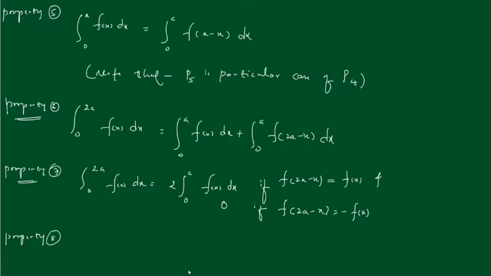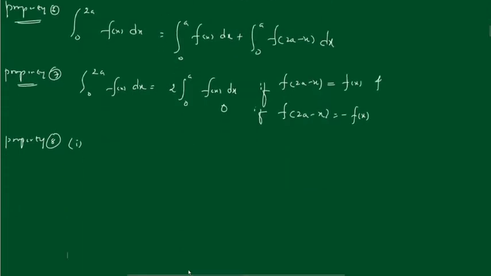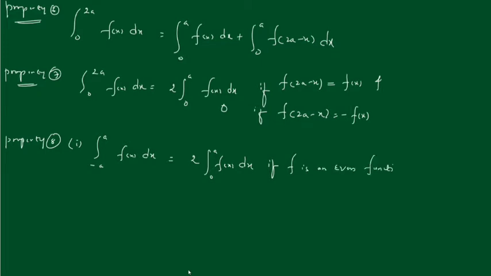In that first one, integration from minus a to a of f of x dx equals 2 times integration from 0 to a of f of x dx, if f is an even function, that is, f of minus x equals f of x when it is an even function.